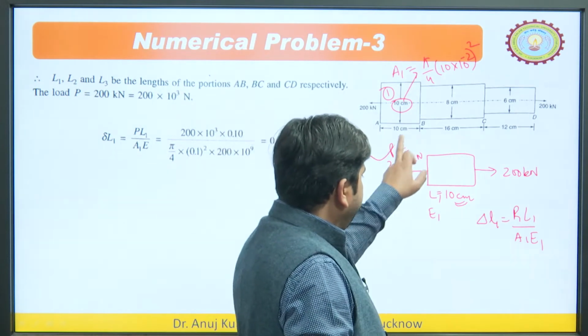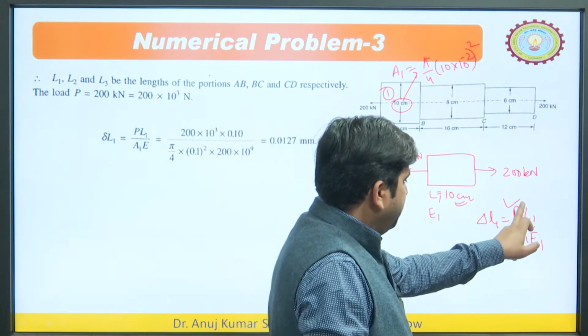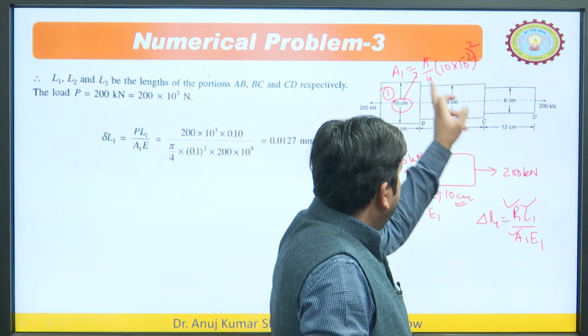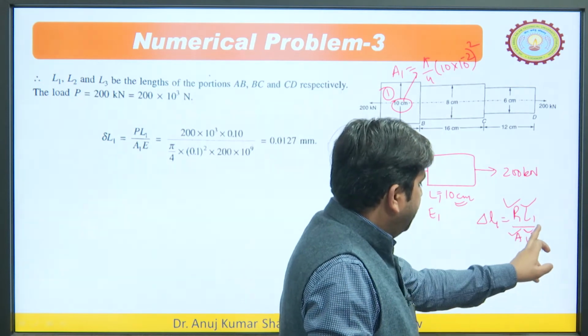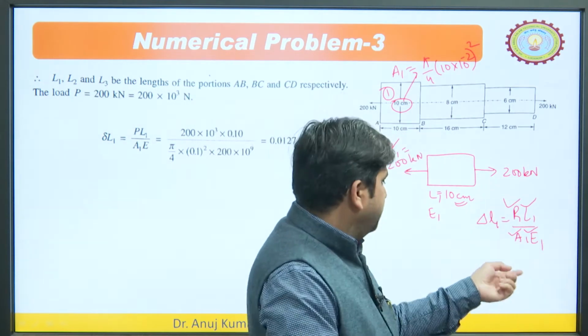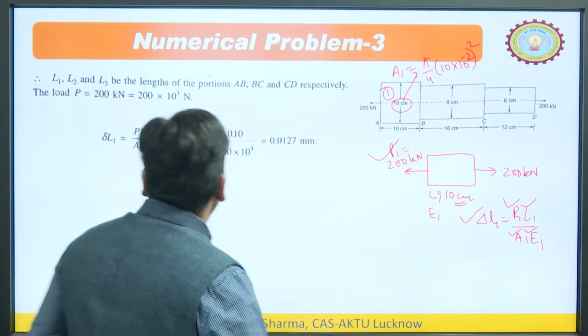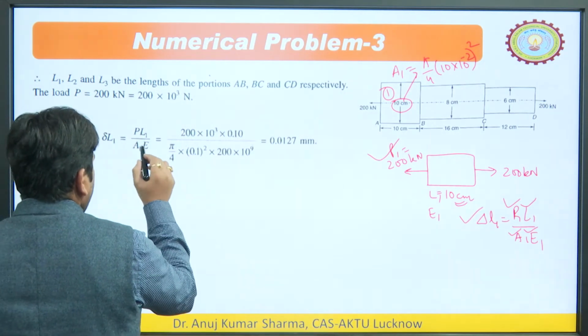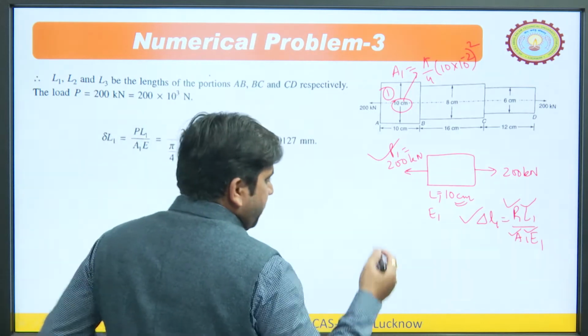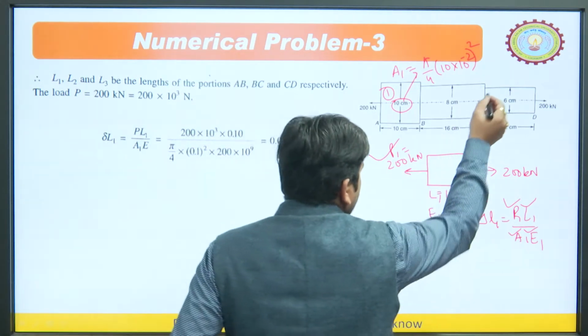So, P1 is known, L1 is known, A1 you can calculate, diameter is given and E1 is given, E1 means E. So, you can get the delta L. So, like this, P L1 upon A1 E, because P is common. Why is it common? Let us see by drawing this.